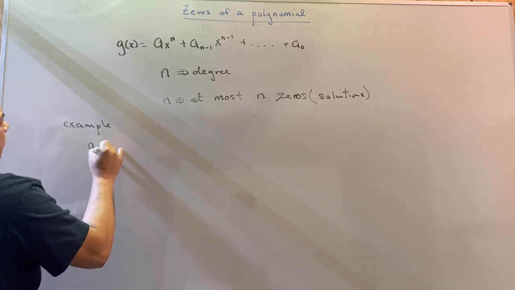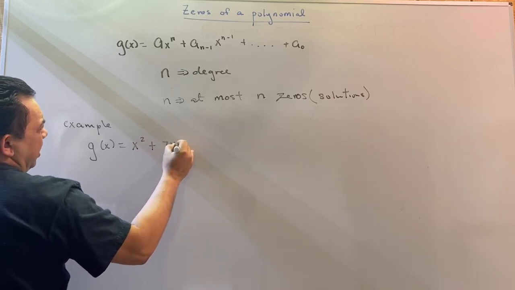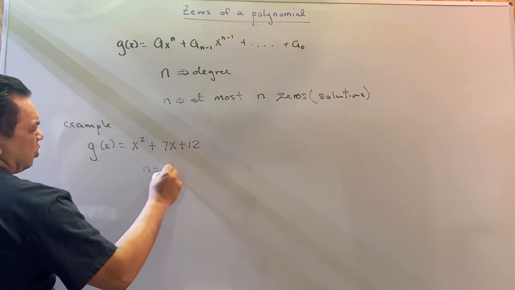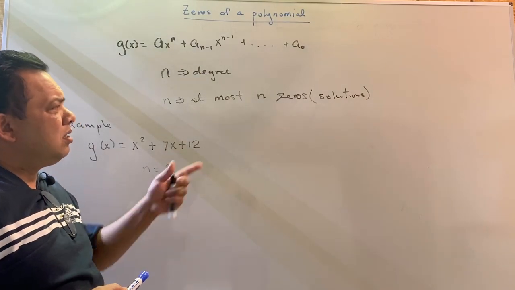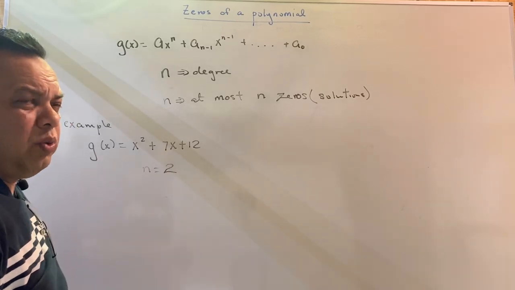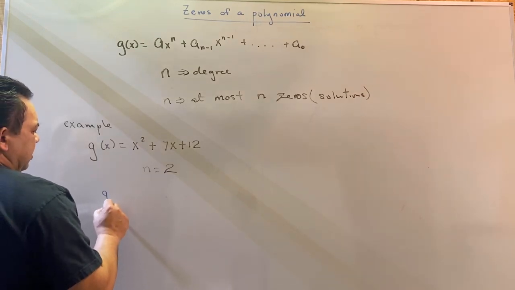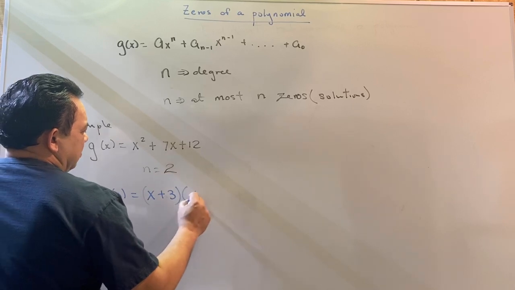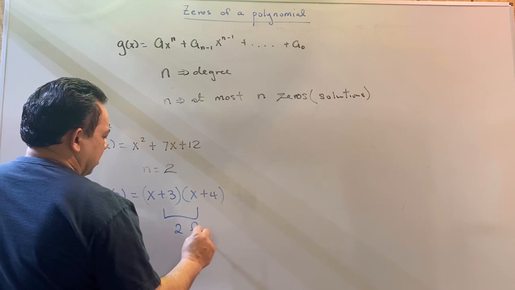if we have g of x is equal to x squared plus 7x plus 12, and we factor this, notice that n is 2, so this tells me that the degree is 2, we will have at most two zeros or two solutions, but we will have two factors. So g of x here is equal to (x plus 3) times (x plus 4). So these are my two factors.